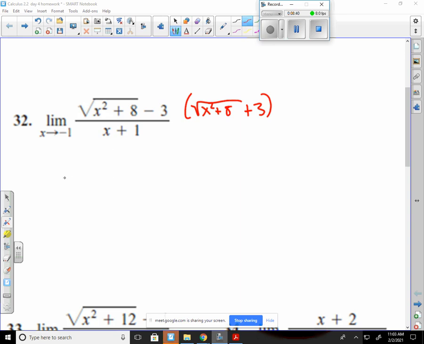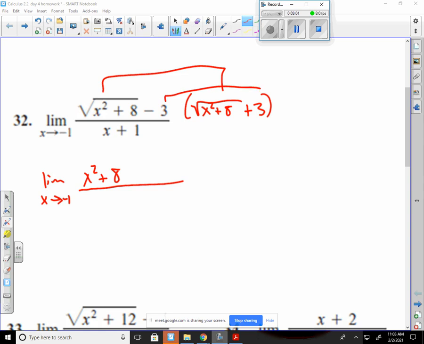On the top, that's now going to be the limit as x approaches negative 1 of, the square roots will cancel out. It just becomes x squared plus 8. If I do outside, that gives me plus 3 times that. Inside is minus 3 times that, so those cancel each other out. So all I have to do is the back term. Negative 3 times 3 is minus 9. That's over x plus 1.